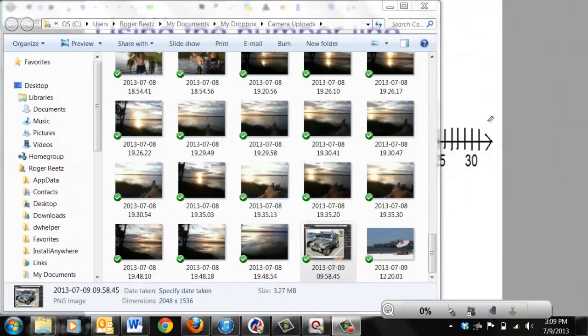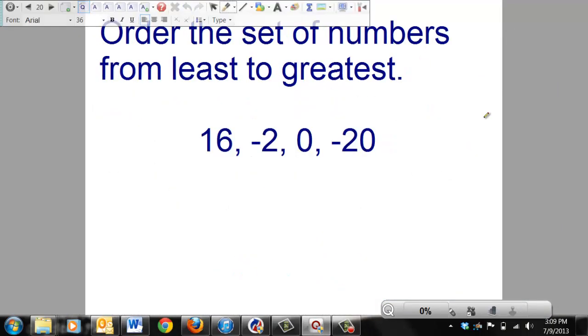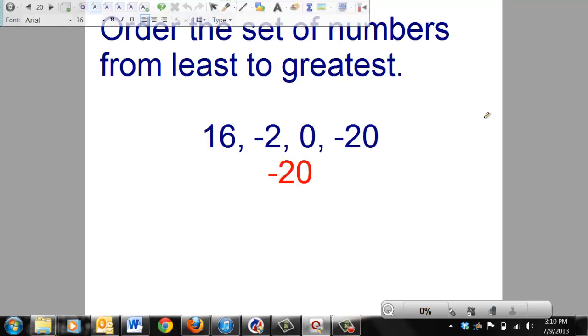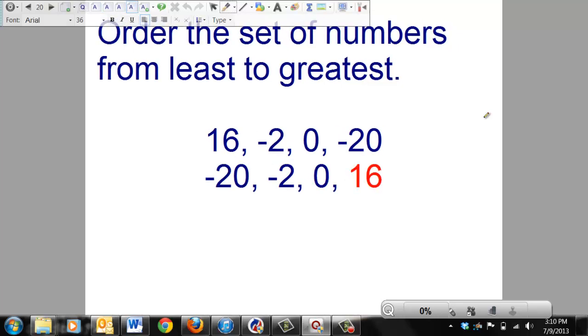Back to the math lesson at hand. Let's try another problem. Order this set of numbers from least to greatest. Well, the least number is going to be -20, followed by -2, then 0, and then 16. Problem solved. Now be careful though, because when the test comes, I may, instead of saying least to greatest, say greatest to least. So you're going to have to read the wording in the problem to make sure you get it right.